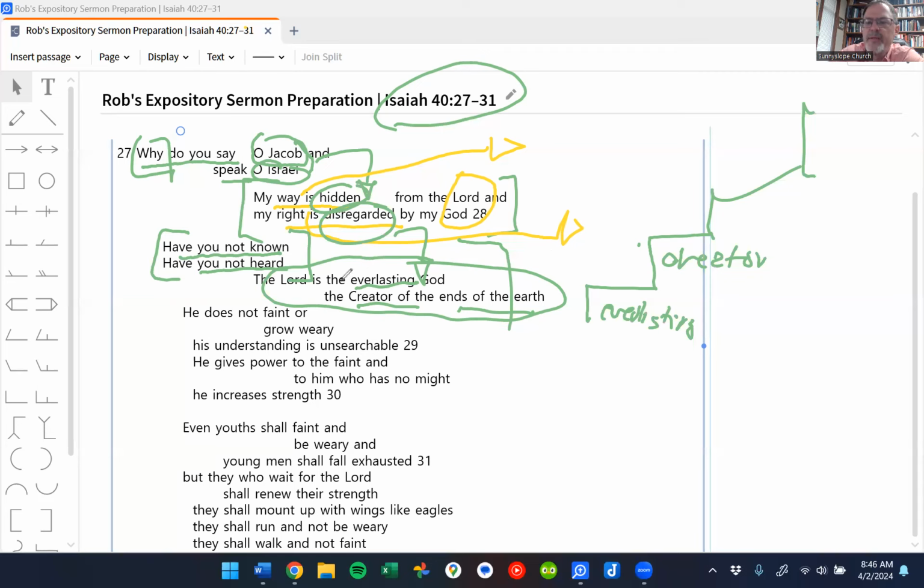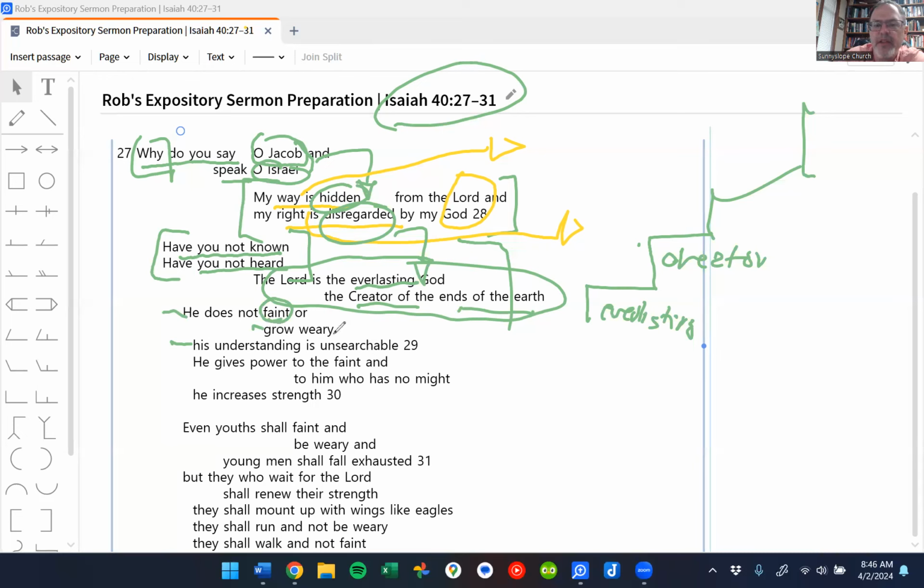And not only that, we go a little bit further here. He does not faint. He does not grow weary. His understanding is unsearchable. Now here's where you get a little bit of repeated words. So we have here the idea of fainting.